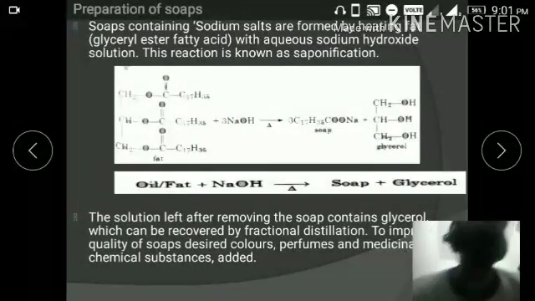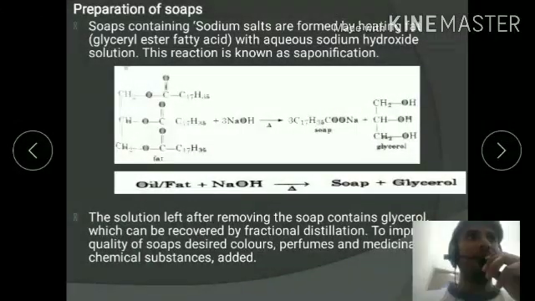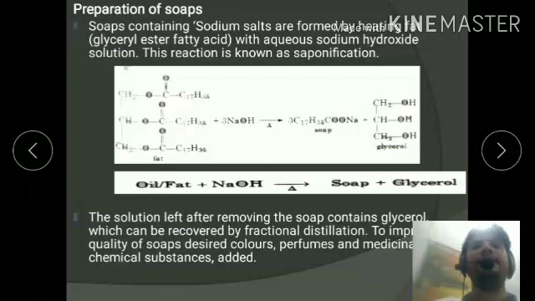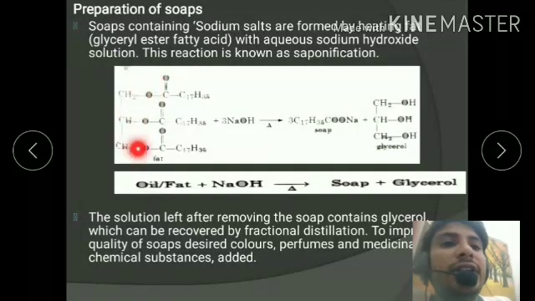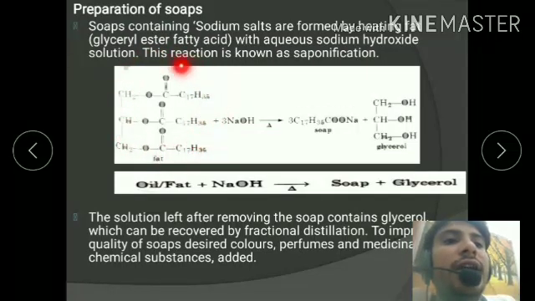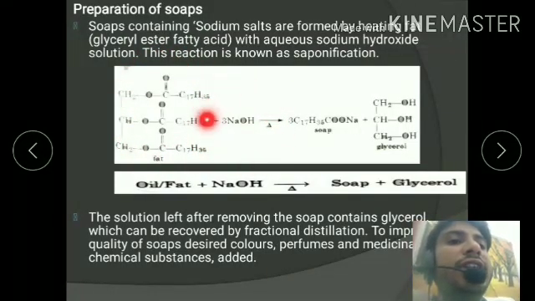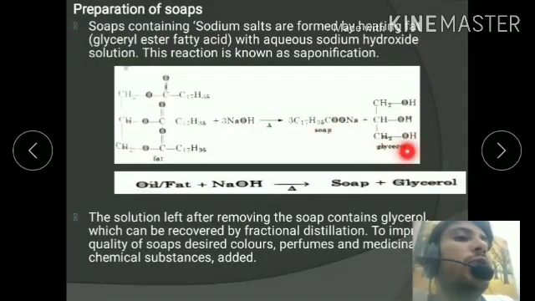Okay. How can we prepare soap? This is the method, and in this method we prepare it by the reaction of the fatty acid. This is the formula of the fatty acid, and its reaction with NaOH gives soap and glycerol.